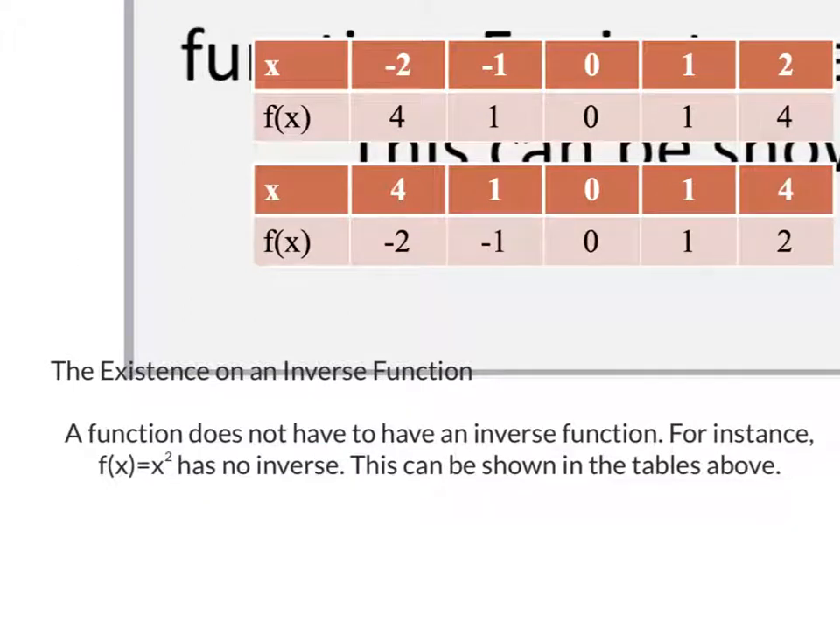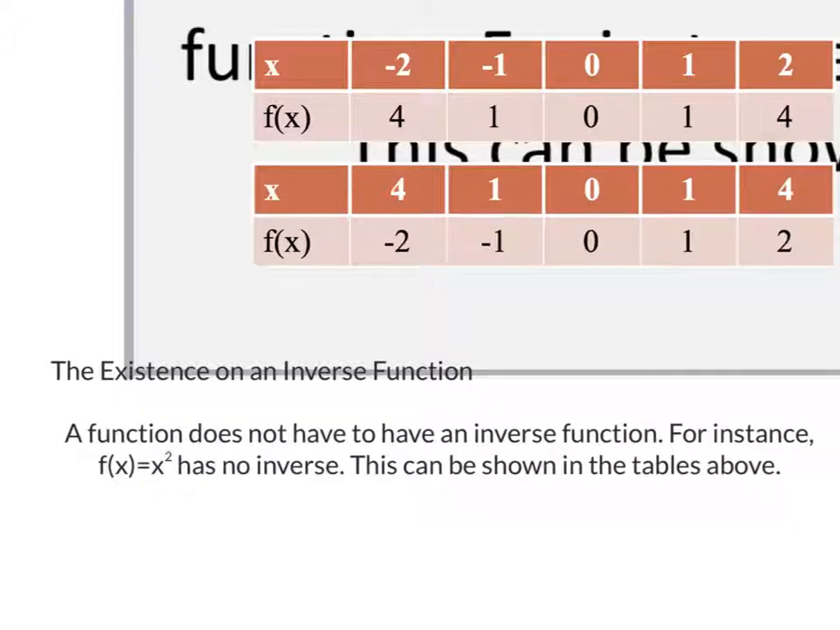Okay, so I thought it was the next example, or the next few examples, but it actually is the next one. So it says the existence of an inverse function. So the function does not have to have an inverse function. For example, f of x equals x squared has no inverse, and this can be shown in the tables above.